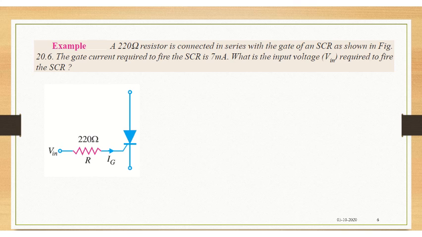All right. Let us pause now and solve this. You have a circuit here. A 220 ohm resistor is connected in series with the gate of an SCR as shown in the figure. The gate current required to fire the SCR is 7 milliamps. So what is the input voltage V in, is the question.